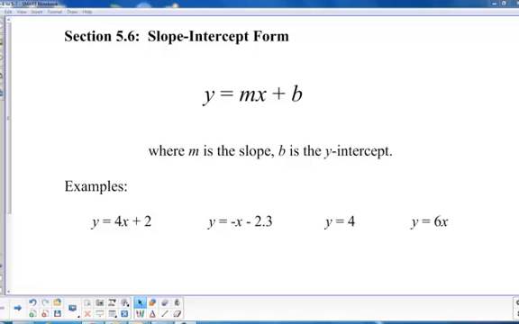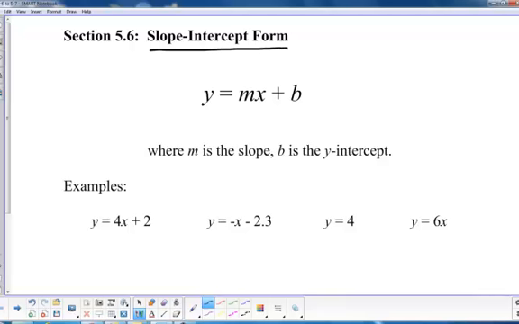Welcome back. Tonight we are going to talk about two different ways of writing equations. One is slope-intercept form and the second is point-slope form. Slope-intercept form is also called y-intercept form, depending on what book you read.